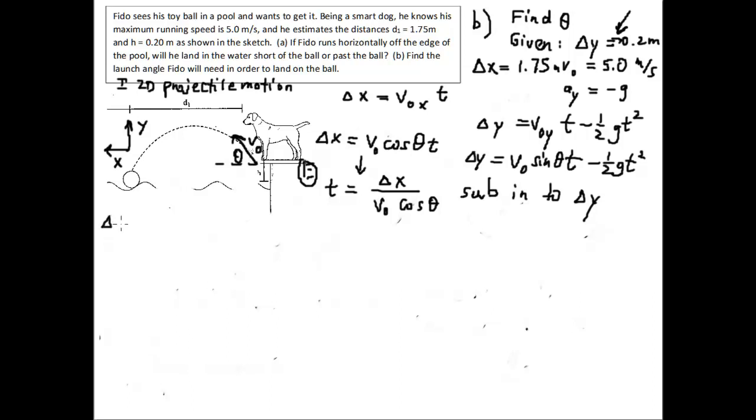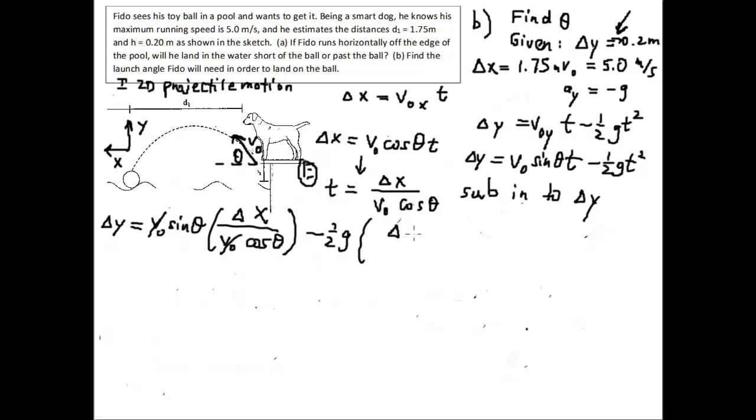Delta y now becomes v0 sine theta times delta t, which is delta x over v0 cos theta. And I see right away the v0's cancel out, so I'll just go ahead and do that. Now minus 1/2 g, and now we take this t quantity and we're going to square it. Delta x over v0 cos theta squared. Everything inside the parentheses gets squared. All right, so we will persevere here and see what we can do.